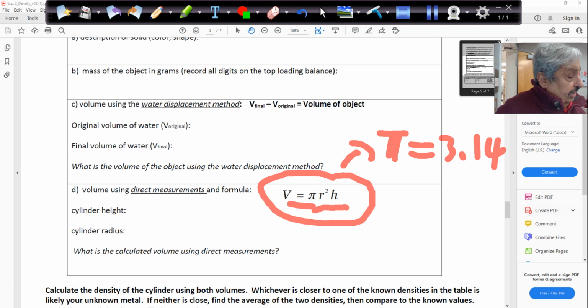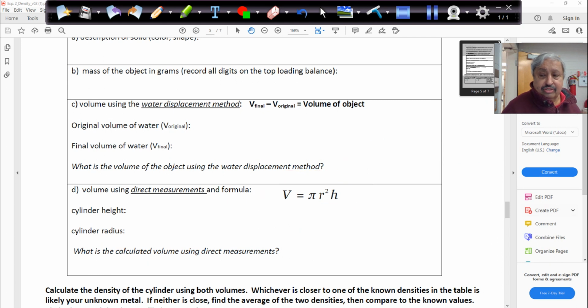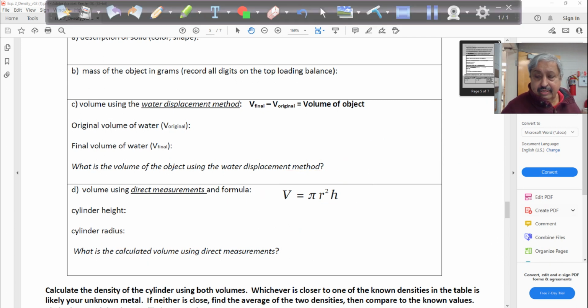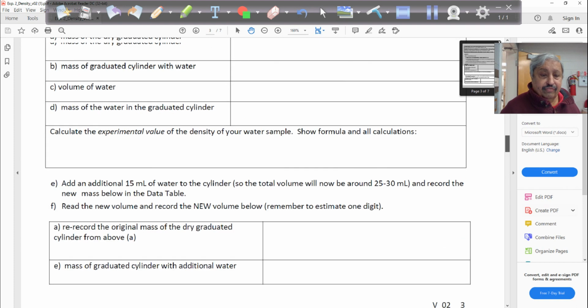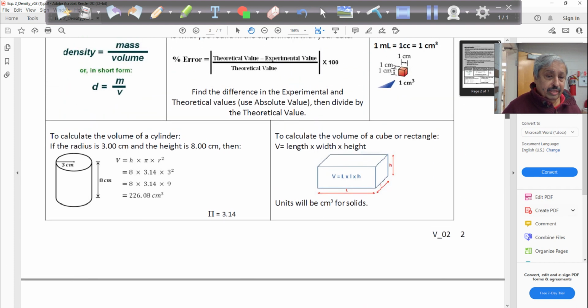Now, what does not say in the procedure, I want to know which method is the best. Is the displacement method good, or the dimension method, and why? So that's what we have to go through. Let's go first to the first part, and the first part is here.